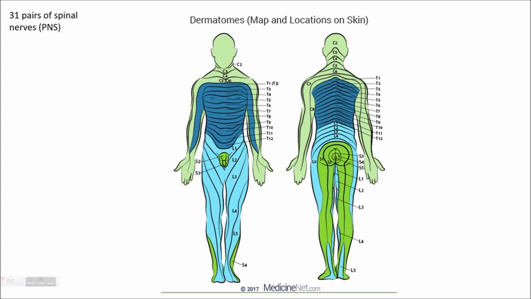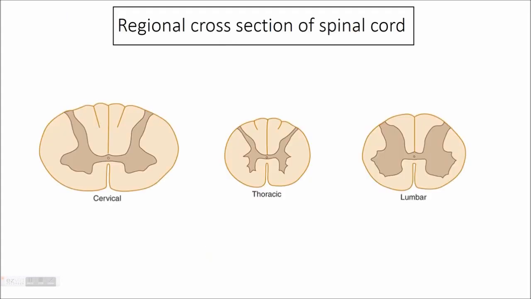Now, if we were to cut the spinal cord and have a look at the cross section, this is what we will find. In the different regions of the spinal cord, there are slightly different shapes. The cervical, as you can see here, is a bit elongated. The thoracic is more rounded, and in the lumbar region, there's a larger butterfly-shaped area in the middle, which, as we will discuss in the next slide, is the gray matter.